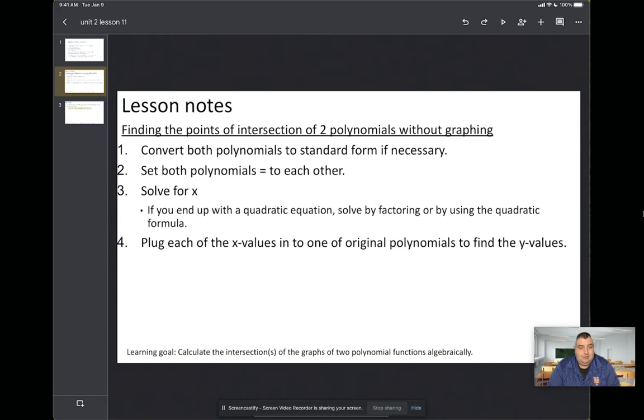So if you remember, when we're solving quadratics, we can solve by factoring. We could also use the quadratic formula. So if you do end up with a quadratic equation, you can solve it either of those two ways. Once you get your x values, because we're finding points of intersection, points, remember, have x values and y values. So once you find your x values, you need to plug those into one of the original polynomials to find the y values, and that will give you your complete points.